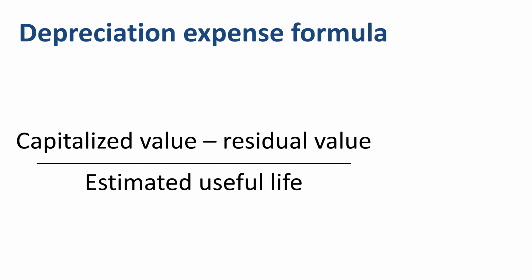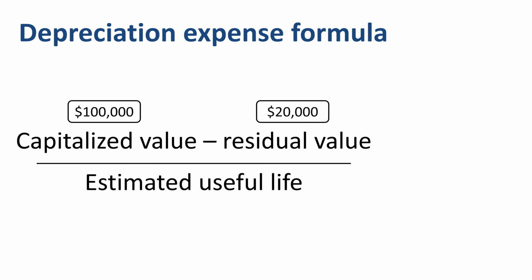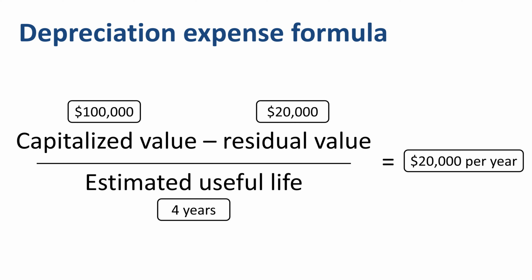How to calculate depreciation expense? Let's feed the numbers from the example into the depreciation expense formula. With a capitalized value of $100,000 and a residual value of $20,000, the amount to be depreciated is $80,000. If the estimated useful life is 4 years, then the annual depreciation expense is $20,000 per year. If you want to record depreciation expense on a monthly basis, then simply divide that number by 12.